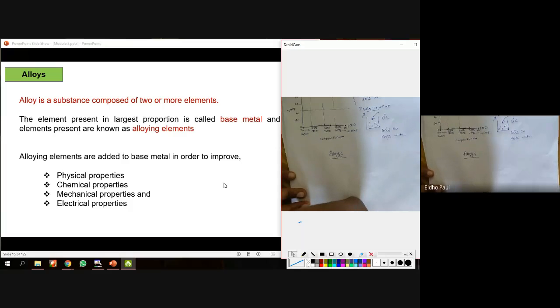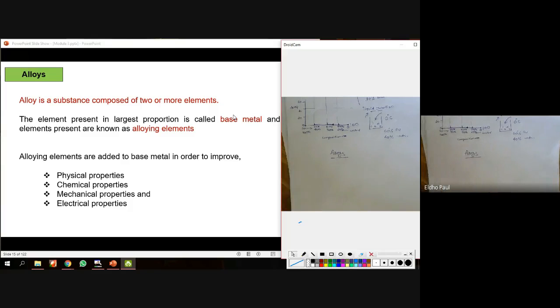Here we have two components. First one is solvent component and second one is solute component. So an alloy is a substance composed of two or more materials. If it is three elements, then there will be a solvent material and two solute materials. So alloying is nothing but a solid solution formation. In that solid solution, we have two components. One is a solvent, second one is a solute.